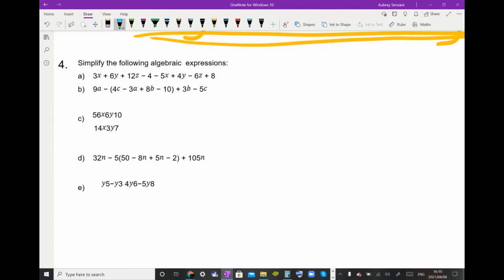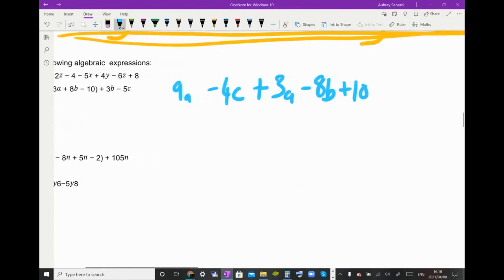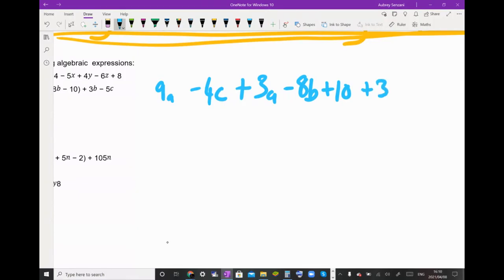This negative is the same as saying -1. So in order to remove the brackets, we need to multiply by that -1. And so we would then get 9A minus 4C plus 3A minus 8B plus 10, and then plus 3B minus 5C. And then again, we need to put like terms together.